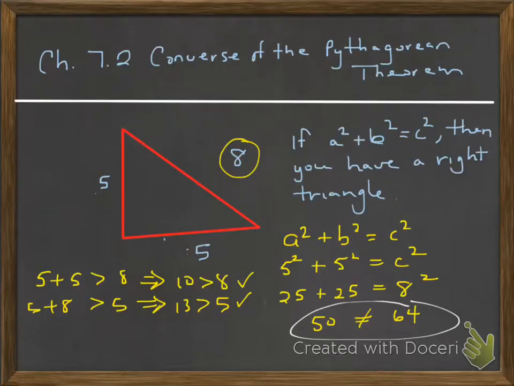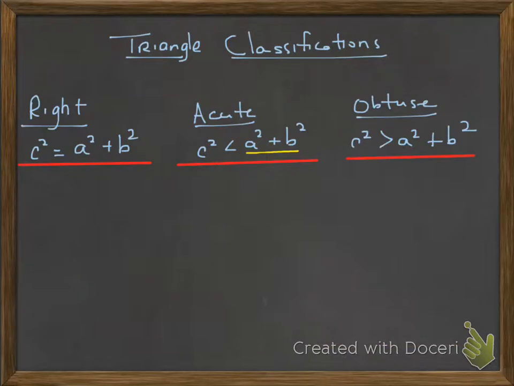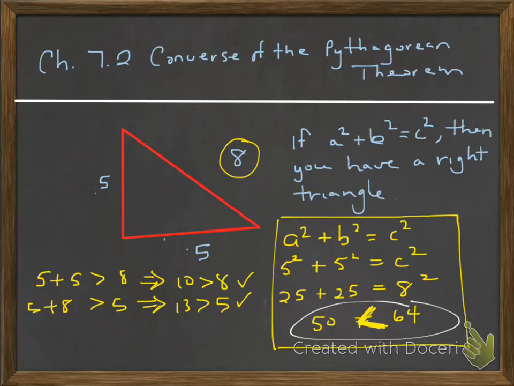What about our first example? In this case here, our a squared plus b squared is less than 64. So that c squared is greater than the a squared plus b squared. What does that mean? C squared is greater. That's right here. So we know then that that triangle is obtuse.